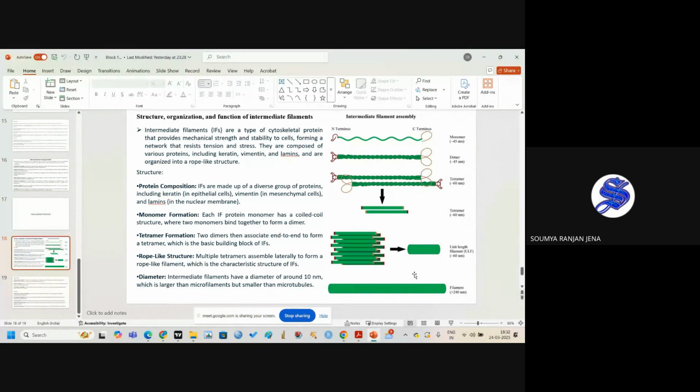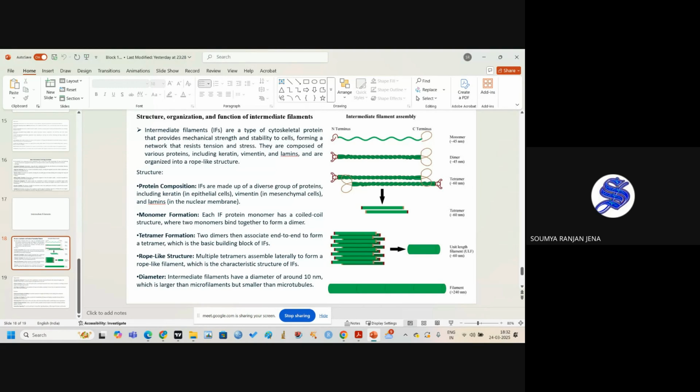And if you go to the composition, these intermediate filaments are made up of a diverse group of proteins, including keratin. Keratin is for epithelial cells, vimentin is for mesenchymal cells, and lamin is in the nuclear envelope. This intermediate filament protein monomer has a coil structure.